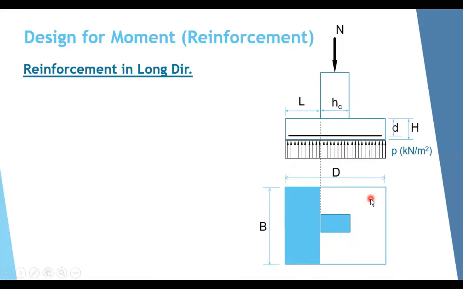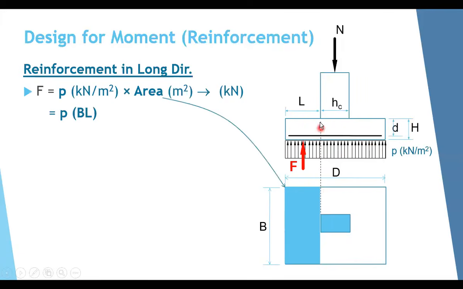For the long direction here, again, this will be the critical section exactly at the face of the column. To get the moment at this point, we have to get this force, F. How much is this force here? This force equals the stress in kilonewton per meter square, P, times this area. A force equals stress times area. So kilonewton per meter square is the stress, multiplied by area, which is meter square. The meter square will cancel with the meter square, so at the end, F will be in kilonewton.